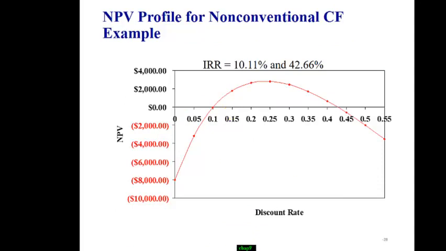What is the problem? Take a look. When we change the discount rate and find the NPV, we will notice that the NPV hits the horizontal axis twice. This implies that by definition we have two IRRs. One is 10.11%, the one found by the financial calculator. Another one is 42.6%. So with non-conventional cash flow, you might have more than one IRR. What we're going to do is use the NPV decision rule instead.